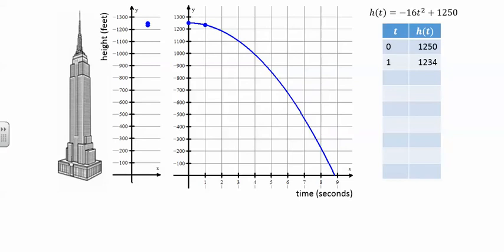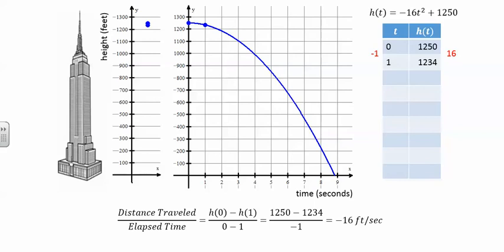At t equals 1 second, the function tells us that the coin will be at 1,234 feet above ground. Since we now have two data points, we can calculate the average velocity from 0 seconds to 1 second. And we'll do this by dividing the change in position, 1250 minus 1234, or 16 feet, by the change in time, 0 minus 1, or negative 1 seconds, for a ratio of negative 16 feet per second.